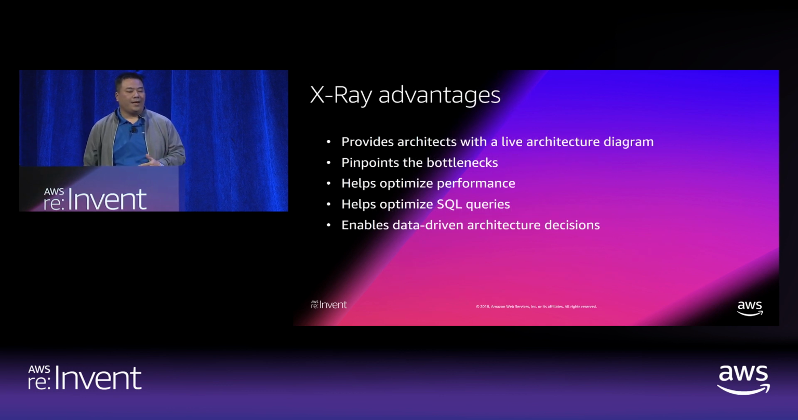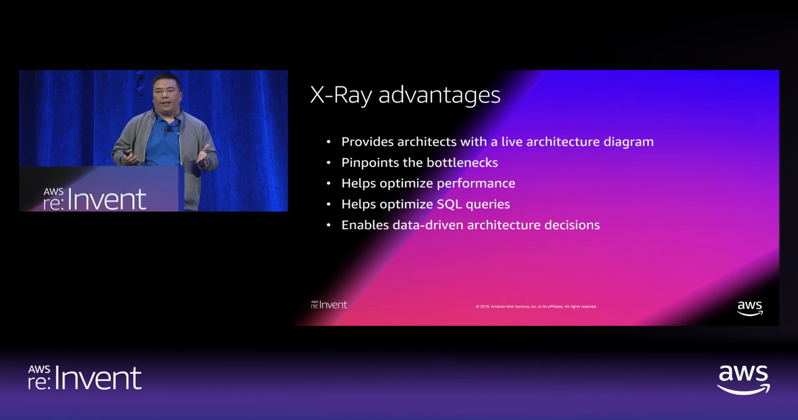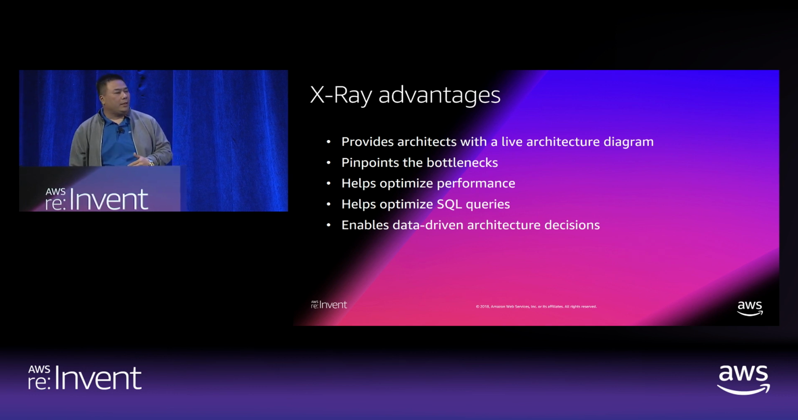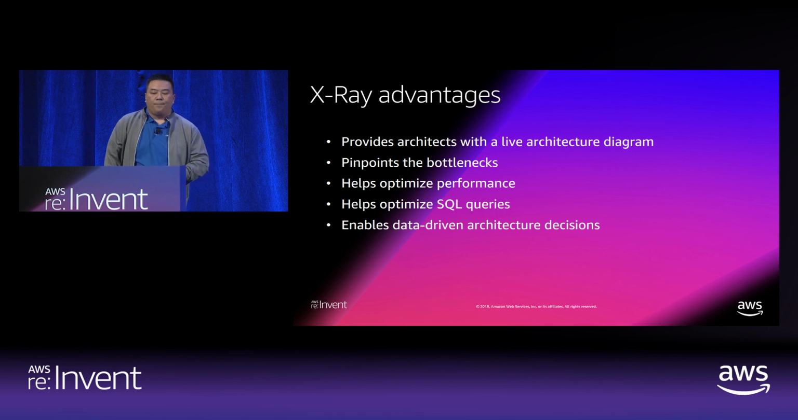So to tie back and recap why we chose X-Ray. X-Ray gives us different advantages that we like, right? It quickly allows us to see where our bottlenecks are. It allows us to see where we can improve and optimize our application. And we started integrating more with X-Ray. We're using the data that's provided by X-Ray to help with our architecture decisions.